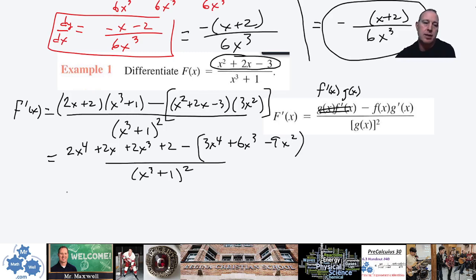So I can combine some like terms here now, it looks like. So I've got 2x to the 4th minus 3x to the 4th. That's negative x to the 4. I've got x cubes, okay, 2 minus 6 is negative 4x cubed, it looks like. And those 4's are gone.